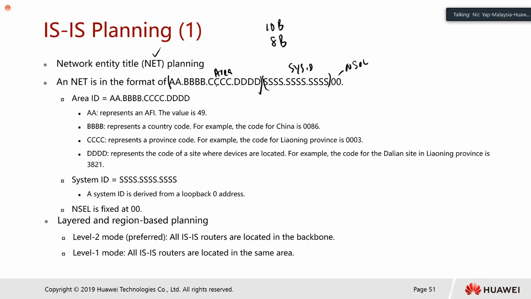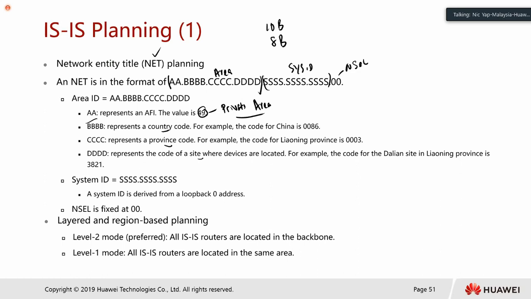So the area ID can be any numbers, but for the AA, the value over here you put as 49. 49 is a private area. They already define this number. When it starts from 49, it is a private area. And for BBBB, CCCC, DDDD, you can define BBBB as a country code, CCCC as a province code, and DDDD is considered the site where the device is located, and so on.